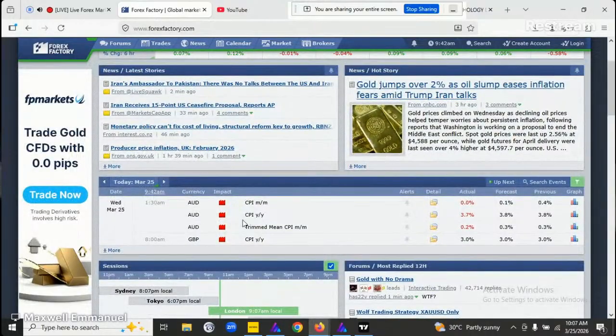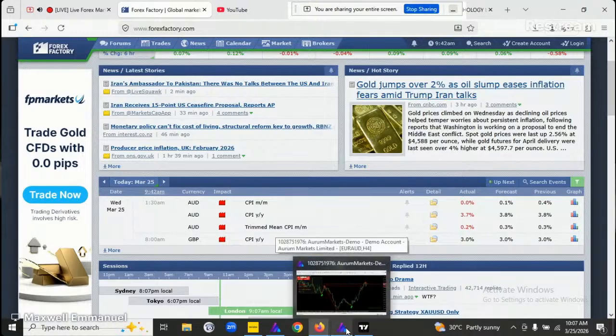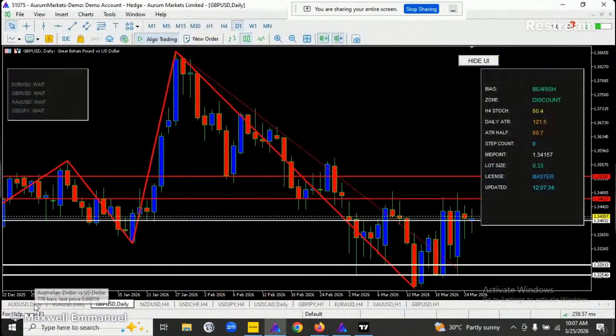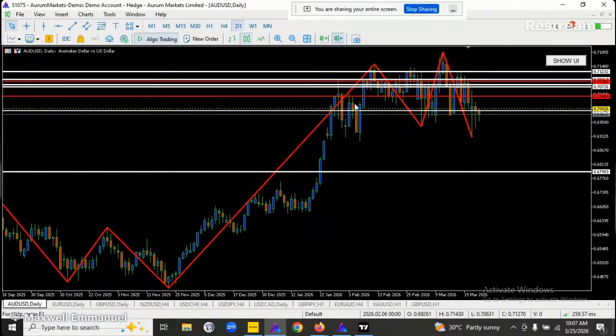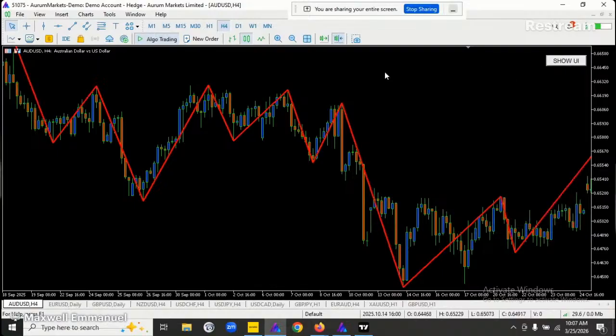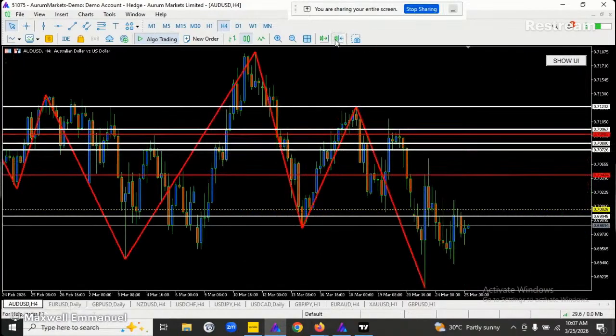So let's see Australian dollar USD. When the news was released around 1:30 a.m., let's see the reaction and what happened in the market. So you can see when the news got released. I think this was the first candle for the day, and this was the second candle for the day. So it was at this point they released the news.